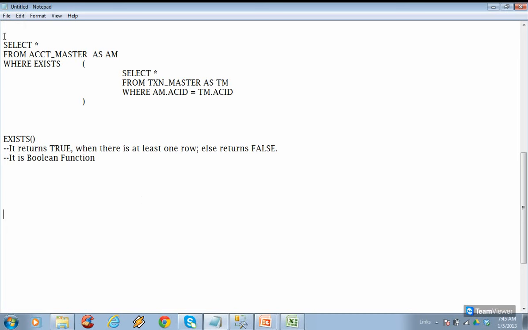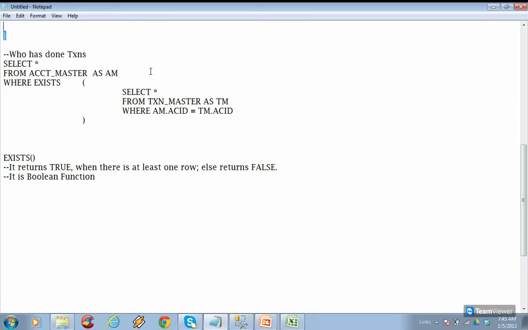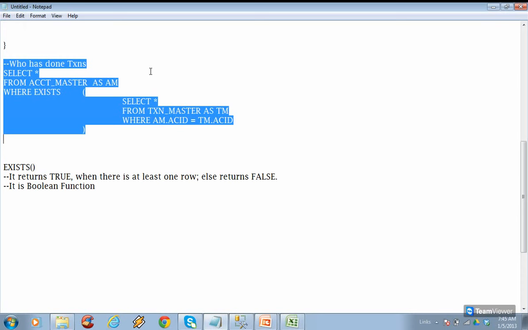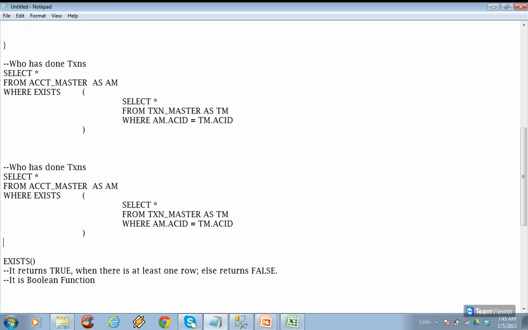So what is the query for it? Who has done transactions? The next query we also have to write is who has not done the transactions. That means for who has done the transactions, you have to put not. Clear? You can just practice this. Not exist means it will become the opposite. That's it. So not exist is this.